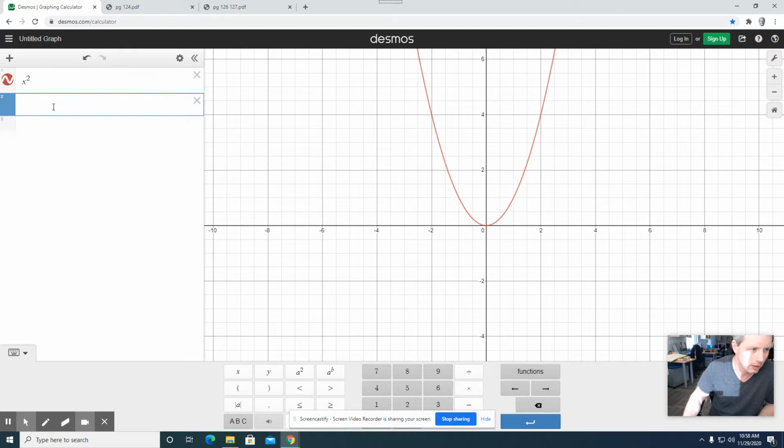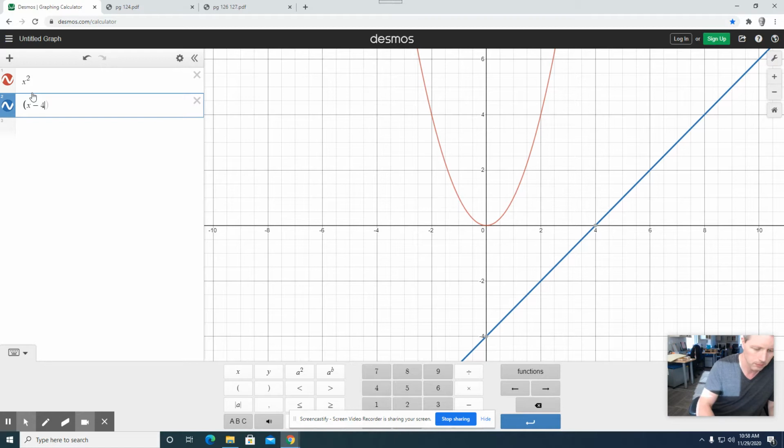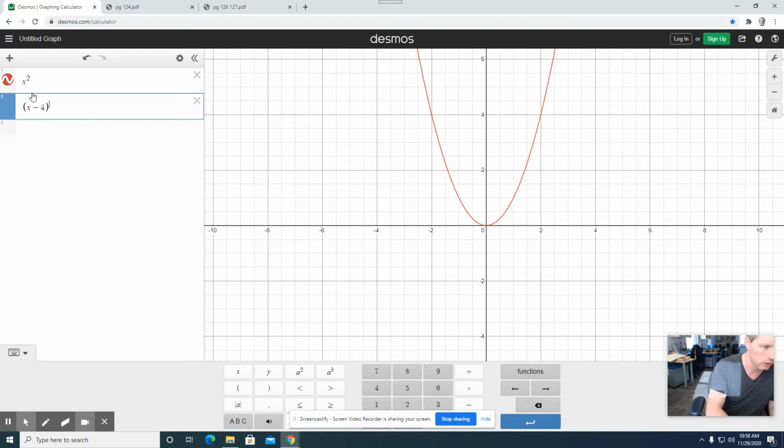So let me just put it down here. If my function is y is equal to x squared, and I replace x with x minus 4, then that is the function x minus 4 in parentheses squared. And so this is my function now shifted over 4 units to the right. It moves to the right when I have a minus sign here.